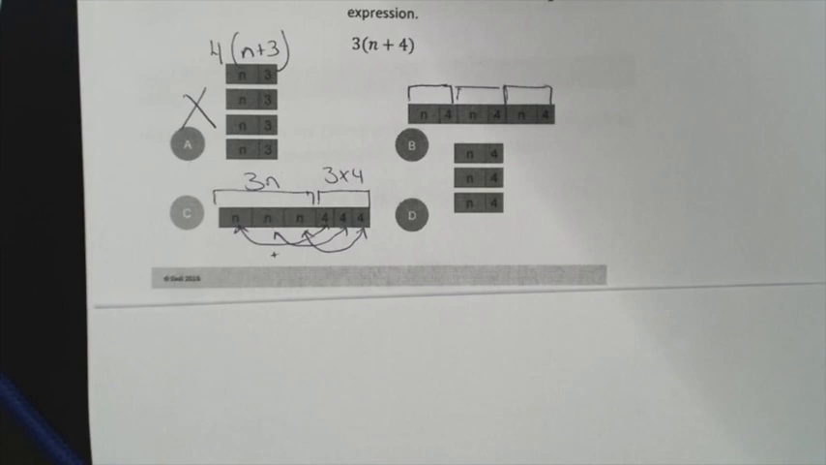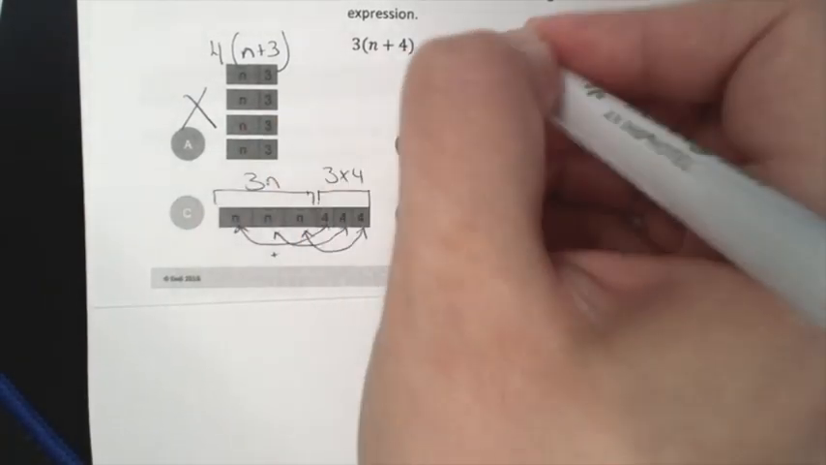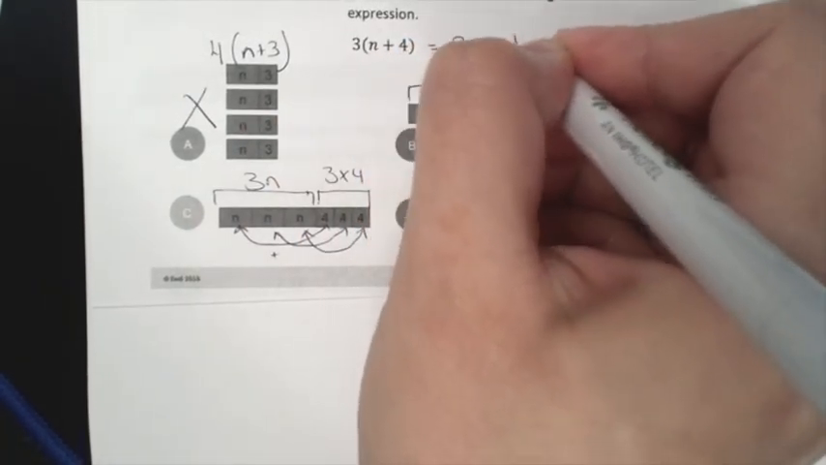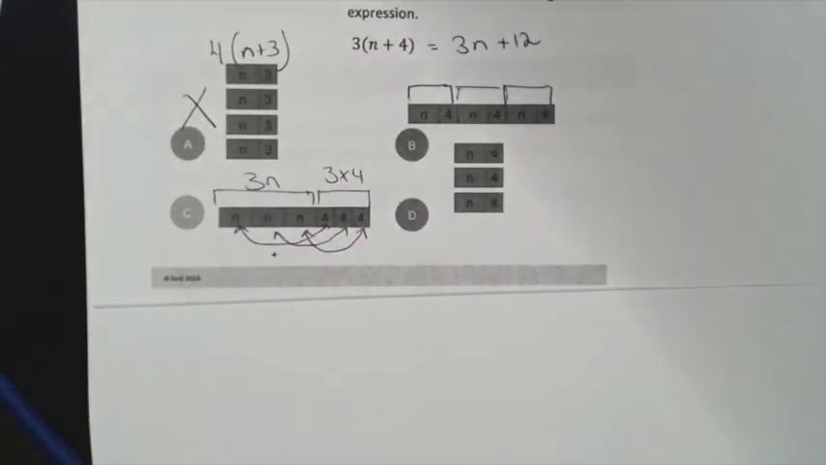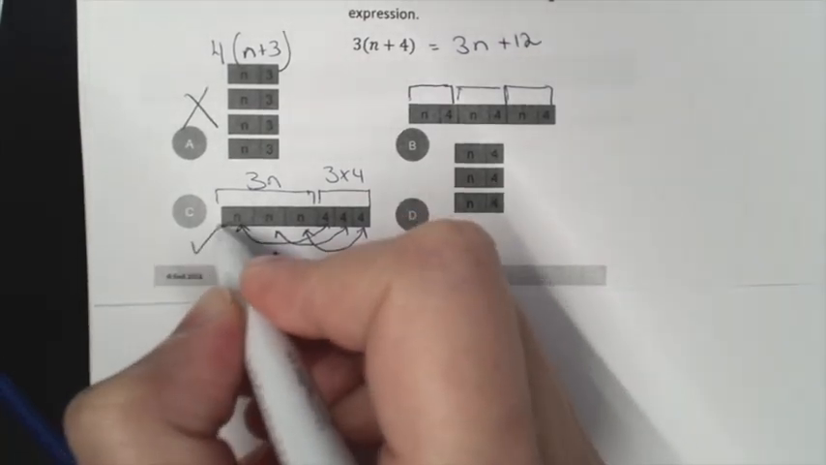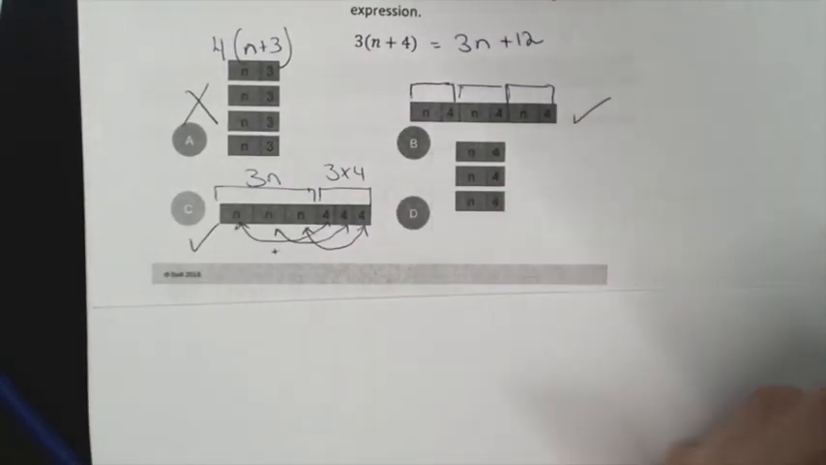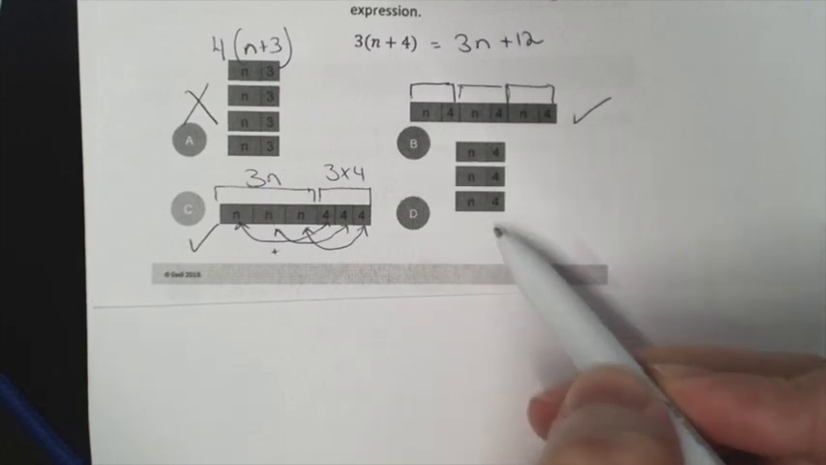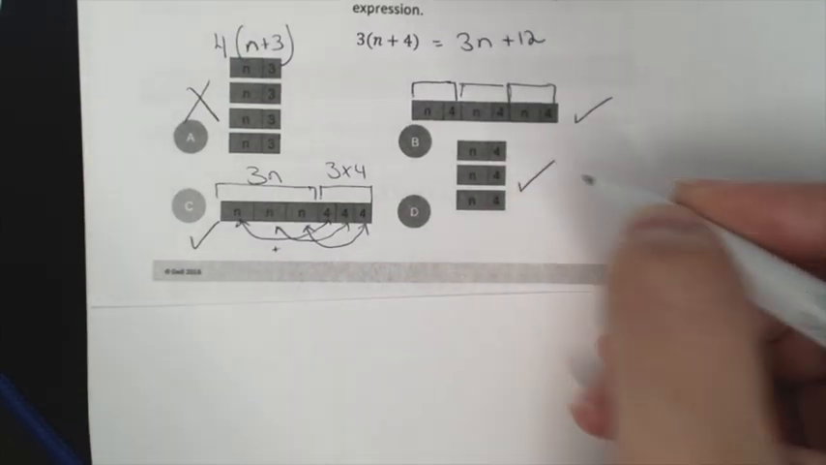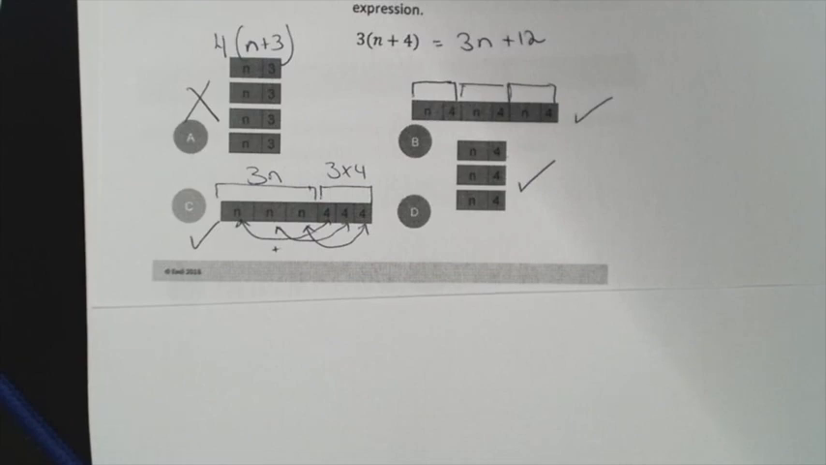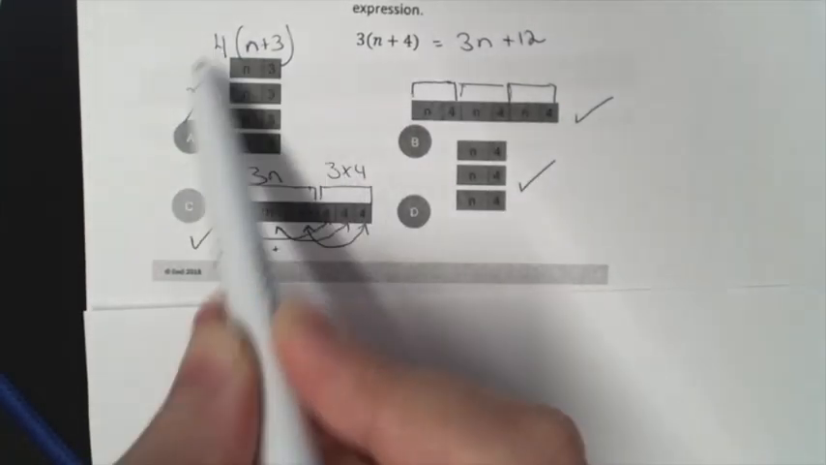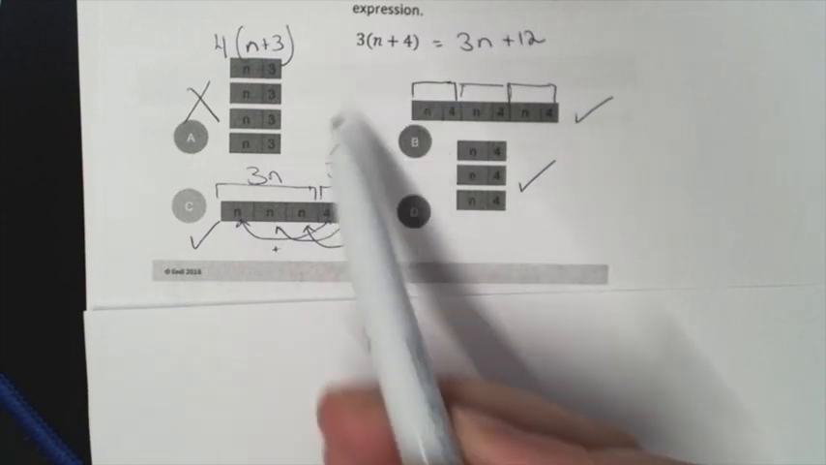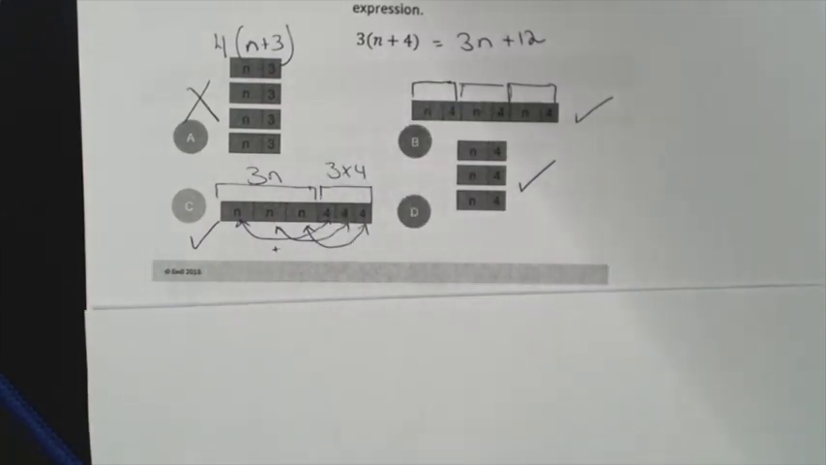Or I can think about it, if I expand the bracket here, this is going to give me 3 lots of n plus 12, and this is actually what I have here, 3n plus the 12. 3 multiplied by 4 gives me 12, and therefore it does represent. And if I look at the last option, I have n plus 4 3 times. So again, this correctly represents the expression. So the answer that I should have chosen here is A, because this one does not represent 3 lots of n plus 4, it represents 4 lots of n plus 3.